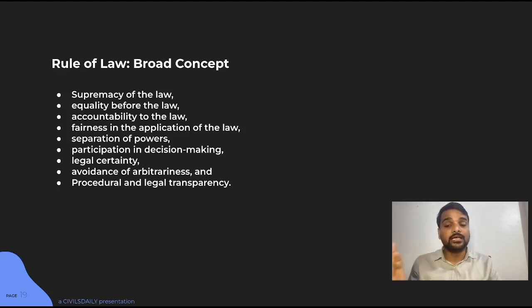Legal certainty, like a law cannot be changed too often. Avoidance of arbitrariness, so there cannot be arbitrary distinction between groups of people or two people or like that. Now 2G spectrum or coal licenses were cancelled on the basis of this arbitrariness itself. Then procedural and legal transparency. Of course, transparency is the backbone of any good governance. So rule of law has broadened its scope, and it now includes all of these provisions.